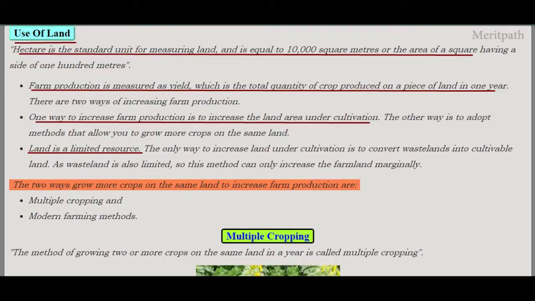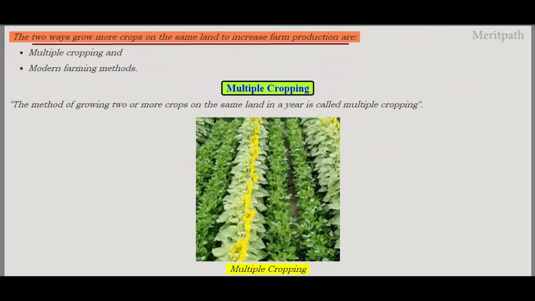Land is a limited resource. The only way to increase the land under cultivation is to convert wasteland into cultivable land. But wasteland is also limited. So this method can only increase the farmland very marginally.